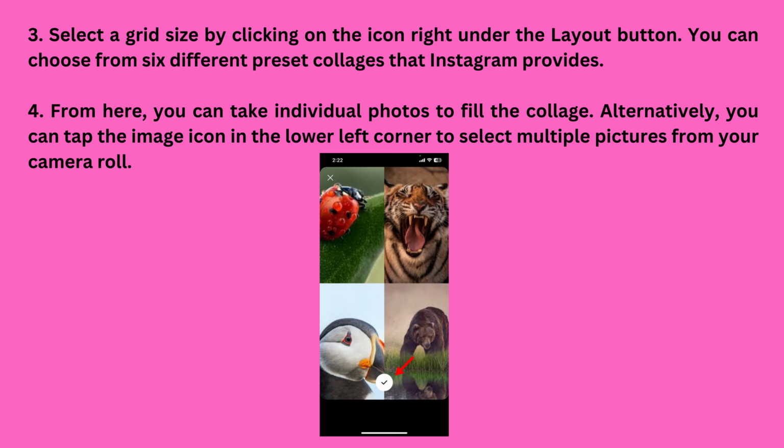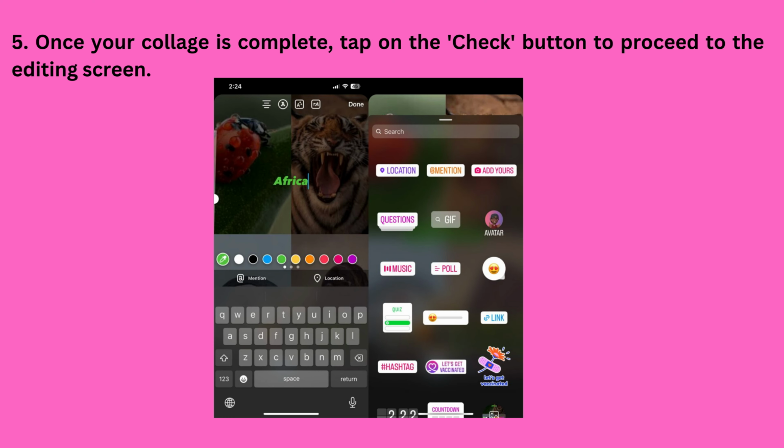4. From here, you can take individual photos to fill the collage. Alternatively, you can tap the image icon in the lower left corner to select multiple pictures from your camera roll. 5. Once your collage is complete, tap on the check button to proceed to the editing screen.